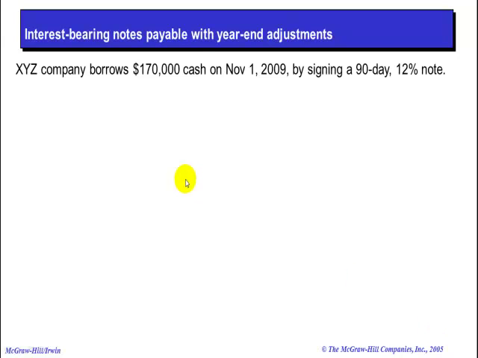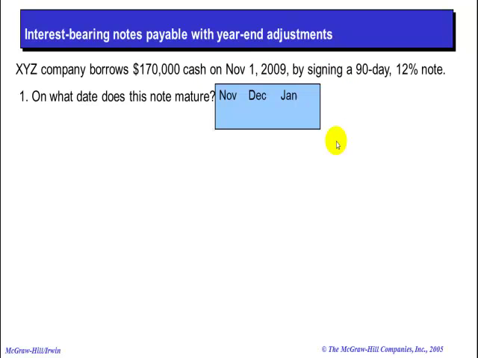Interest-bearing notes payable with year-end adjustments. XYZ Company borrows $170,000 cash on November the 1st, 2009 by signing a 90-day 12% note. On what date does this note mature?